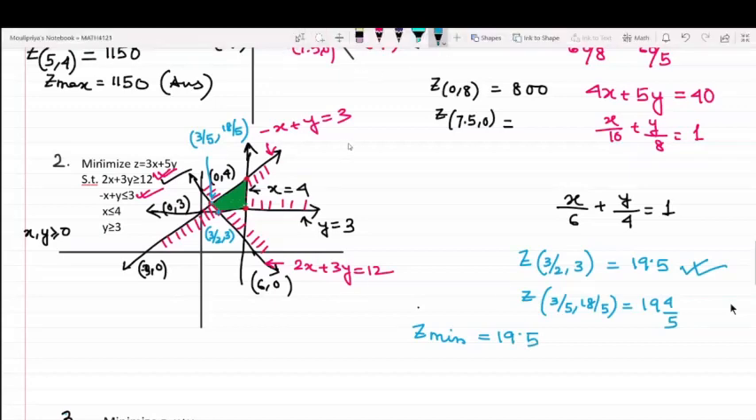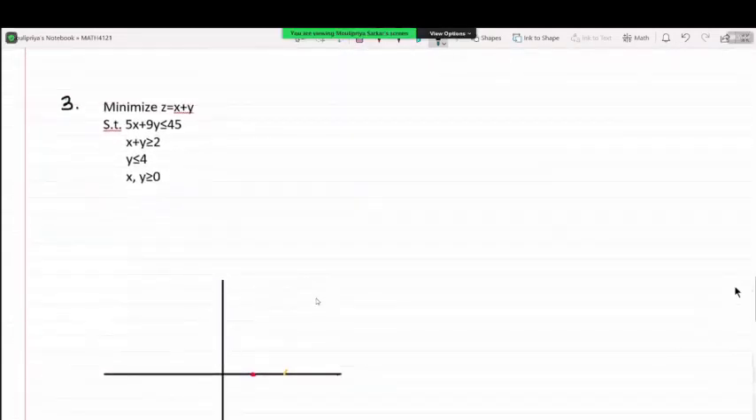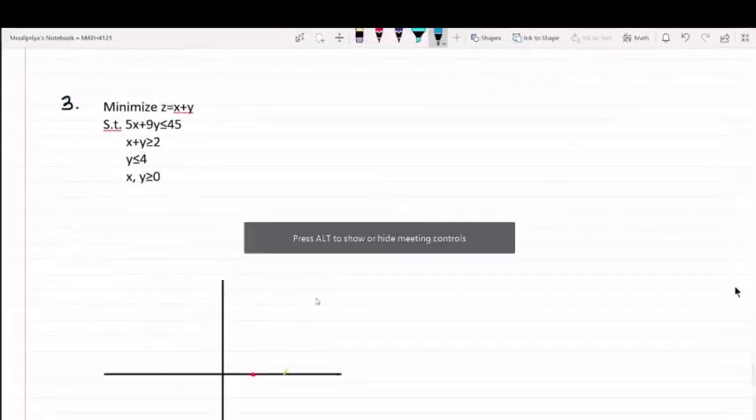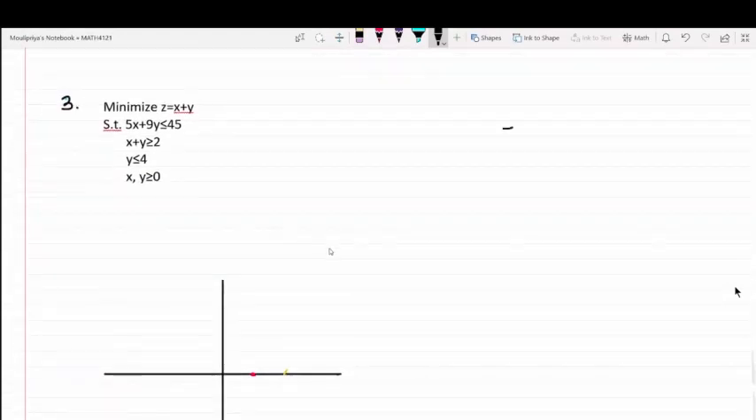The third case. What about this one? We need to minimize a certain function where we are given the constraints. So if we quickly draw the corresponding constraints, the first constraint would be 5x plus 9y equal to 45, implying x/9 plus y/5 equal to 1.